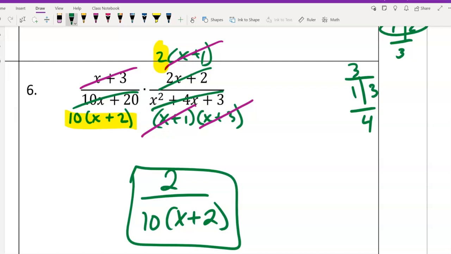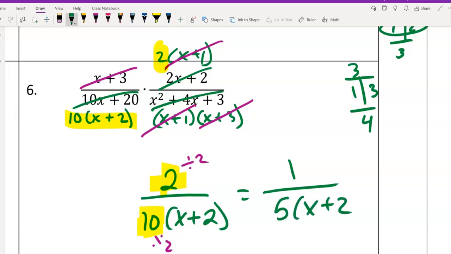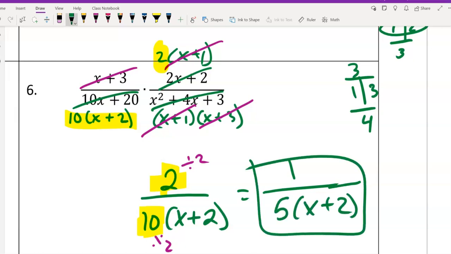All right, well, actually, we're not done here. These coefficients, 2 over 10, we can simplify that fraction by dividing both by 2. So 2 divided by 2 is 1, and 10 divided by 2 is 5. This is our final answer.